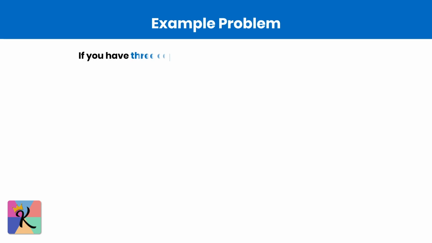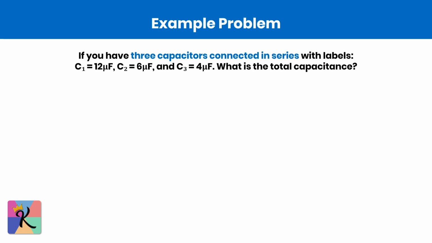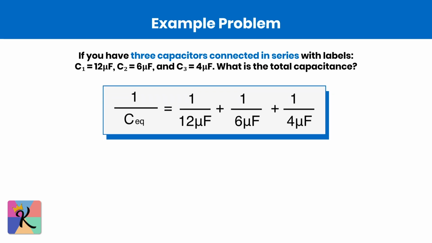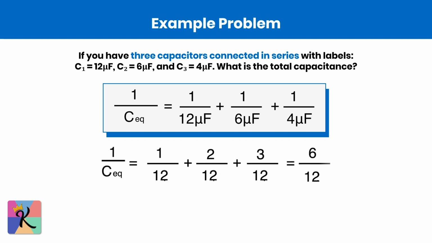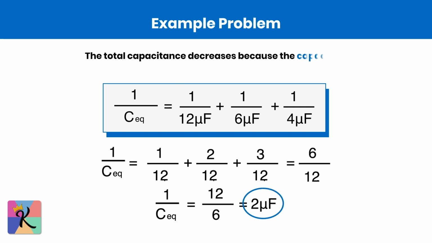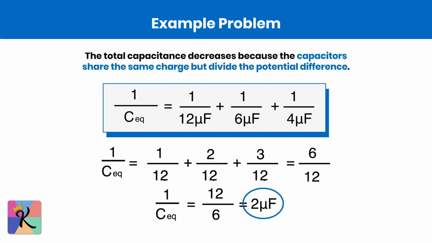For example, if you have capacitors with values of 12 microfarads, 6 microfarads, and 4 microfarads, the calculation is 1 over 12 plus 1 over 6 plus 1 over 4. Simplifying, the reciprocal of the total capacitance is 6 over 12. Inverting this gives a total capacitance of 2 microfarads. The total capacitance decreases because the capacitors share the same charge but divide the potential difference.